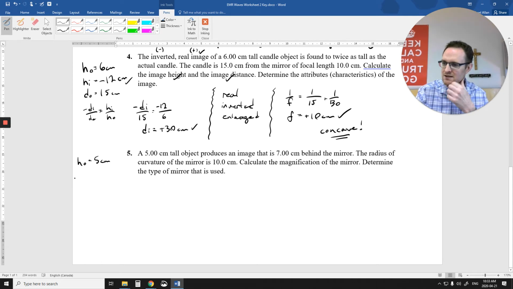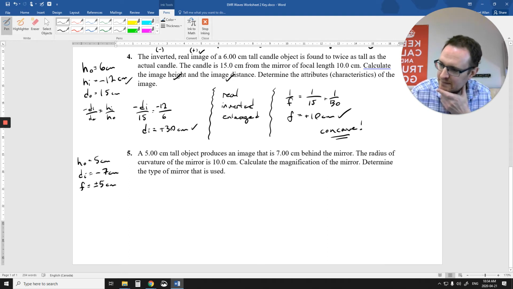Produces an image that is 7 centimeters behind the mirror. So behind would be like a virtual image, so I'm going to say negative. The radius of curvature of the mirror is 10. So because of that, this is going to be 5 centimeters. And they're going to ask for what type of mirror this is.